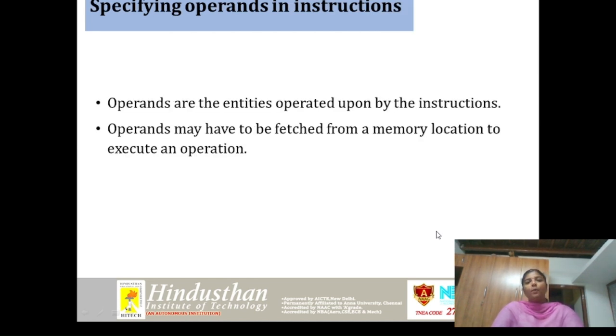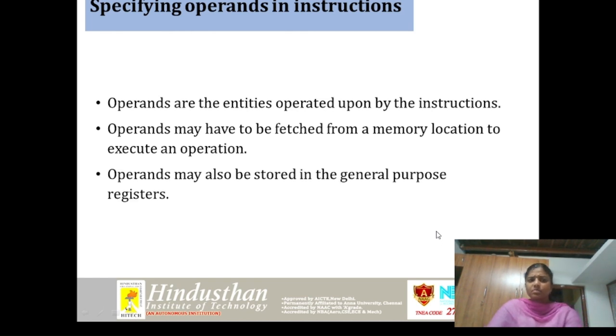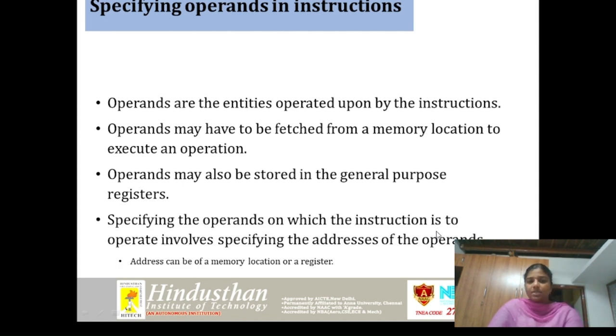Next, specifying the operands in the instruction. We have already seen what is meant by operands. In add R1 comma R2, R1 and R2 are known as the operands, in which the values are stored. So operands are the entities operated upon by the instruction. Operands may have to be fetched from a memory location to execute an operation. Operands may also be stored in general purpose registers. Specifying the operands on which the instruction is to operate involves specifying the address of the operand. So in order to specify the particular operand on which the instruction operates, the address of the operand should be specified.